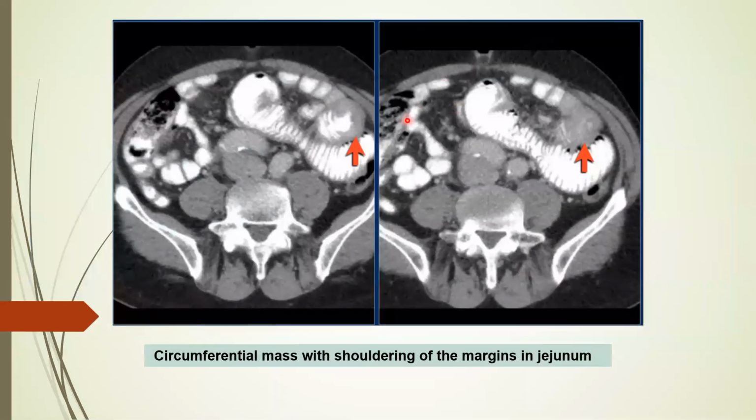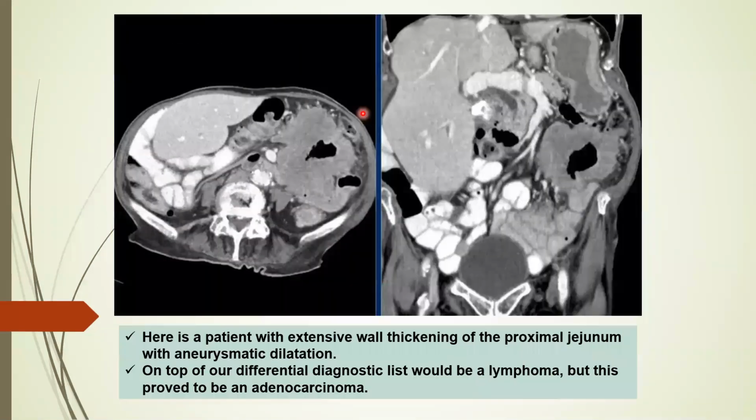This is another case of jejunal carcinoma. This case is also an adenocarcinoma in the jejunum, presented with a large mass with annular thickening and aneurysmal dilatation of the bowel. This case may mimic lymphoma.